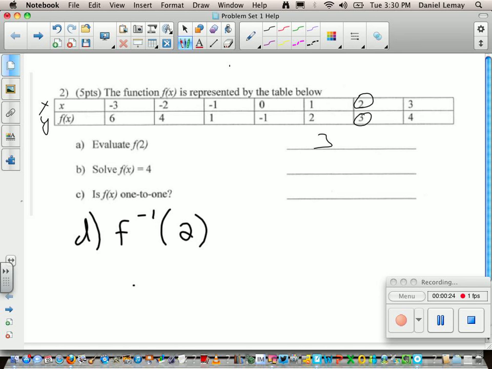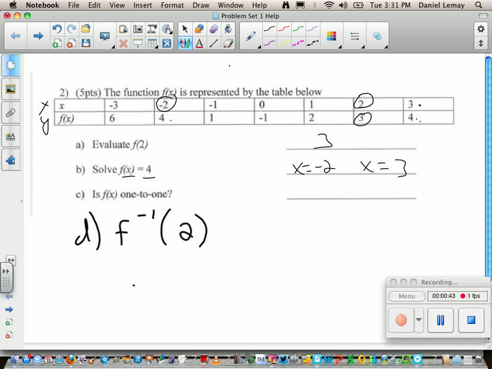The second question asks us, what's x when y equals 4? So we look at our table, there's actually two answers. When x equals 4, y is negative 2. When y equals 4, x is 3.